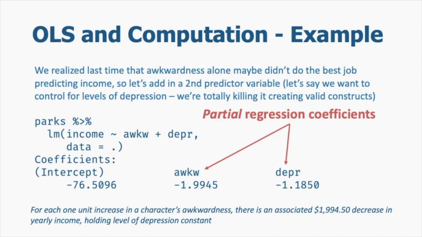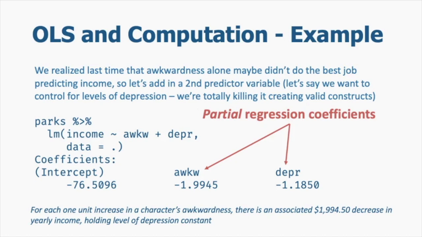So as an example, we can look at the Parks and Rec and Office data set, and let's go back to the original example we used in the last lecture. We realized last time that awkwardness alone maybe didn't do the best job predicting income. We think awkwardness probably does impact income, but we're probably missing some things. If we think about our DAG, there's probably other things that impact awkwardness and impact income. Let's just say that here we're going to use a second predictor, depression. We happen to have a really good measure of depression, so we want to control for that.